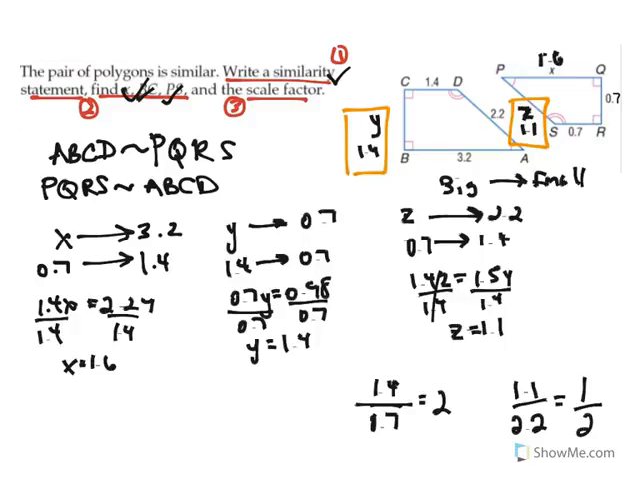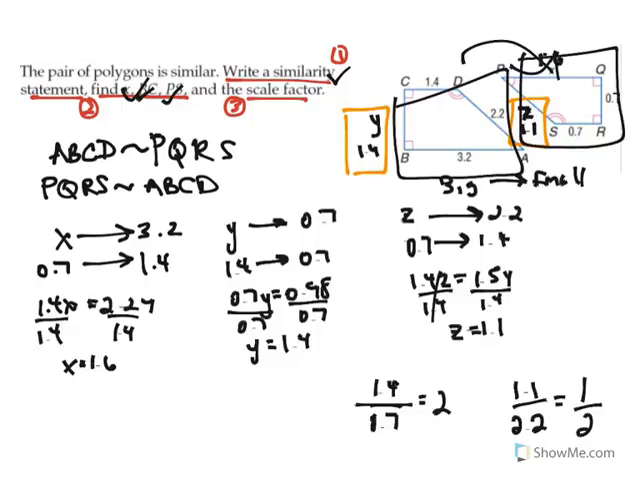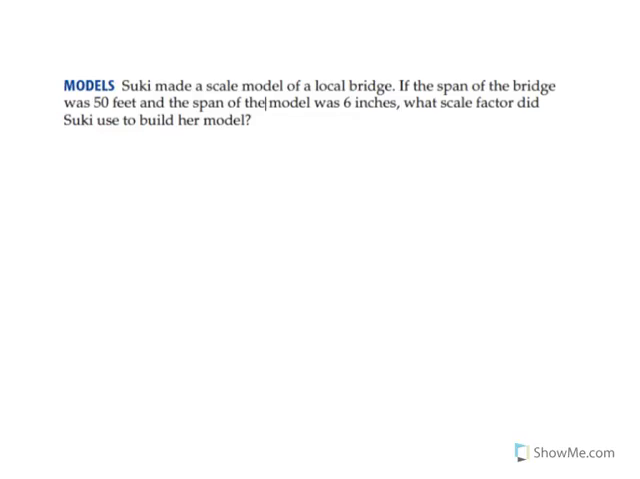So you can either go from big to small, or you can go from small to big. Your scale factor is going to change, but the problem will tell you which way it wants you to go. So it'll say ABCD is similar to PQRS. Find the scale factor, in which case you'll know that you need to go from this one to this one. And last, actually we're not going to do this problem, okay?